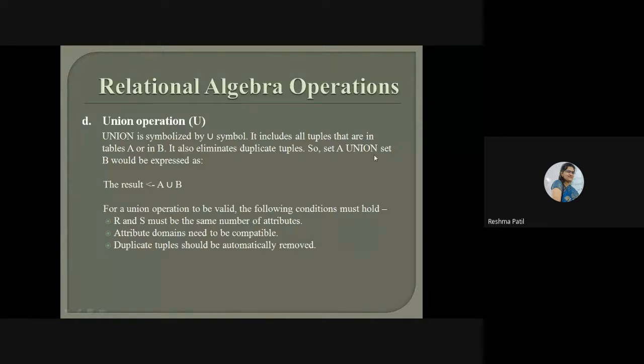So set A union set B would be expressed as, how can we show that? A union B. These are the two table names, or relation names, and we can use the union symbol in between them. For the union operation to be valid, the following condition must hold. For validity of this union, we have to check the following condition. R and S must have the same number of attributes.